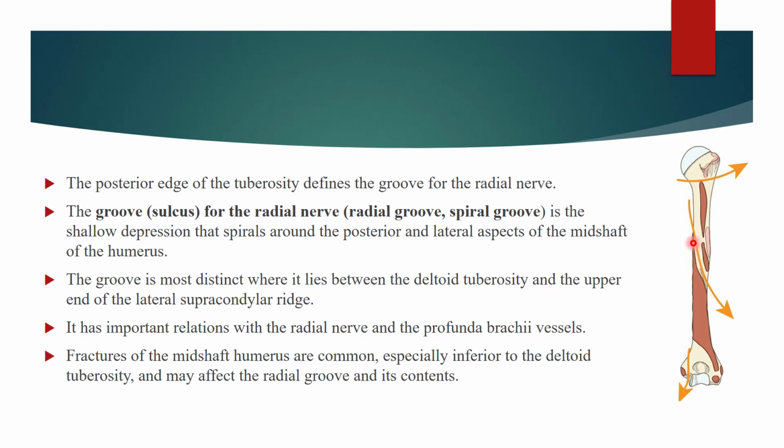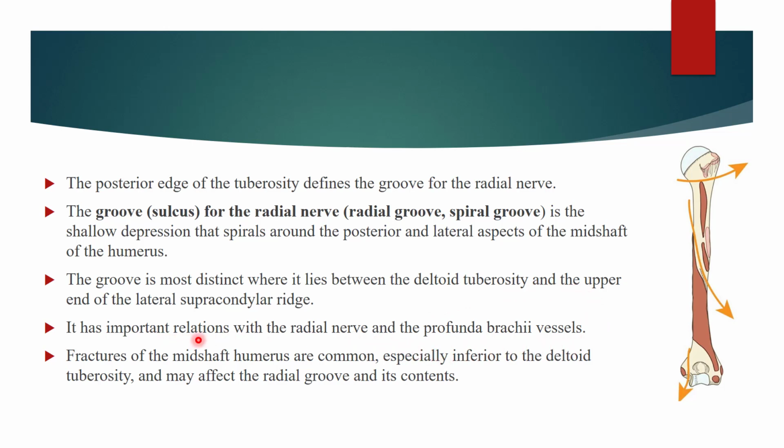This groove is more distinct where it lies between the deltoid tuberosity and the upper end of the lateral supracondylar ridge. So see here, this is the lateral supracondylar ridge and there is the deltoid tuberosity which is present on the anterior and lateral aspect. So this is more distinct in between the deltoid tuberosity and the lateral supracondylar ridge. It has important relation with the radial nerve and the profunda brachii vessels. This is the deep branch of the brachial artery. Profunda means deep. It is a branch of the brachial artery, the deep branch of the brachial artery.